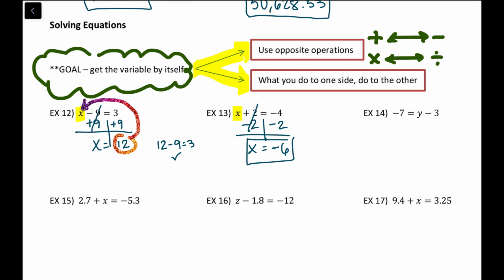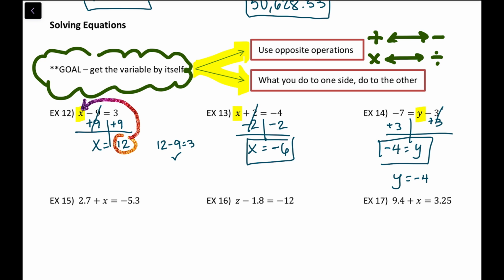Again, find your variable. This time it's a y, and this time it's on the right-hand side, but that's okay. What's happening on the same side of the y is a minus 3, so I'm going to do the opposite and add 3. A negative 3 and a positive 3 cancel. A negative 7 and a positive 3 on the left-hand side is a negative 4, and that equals y. And you can just leave it just like that if you want. If you prefer to write y equals negative 4, that means the same thing.